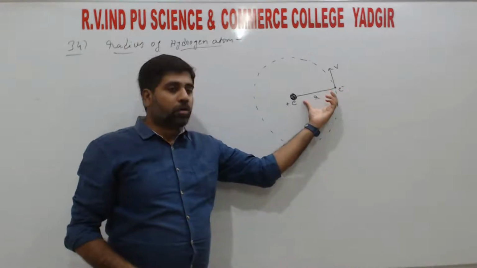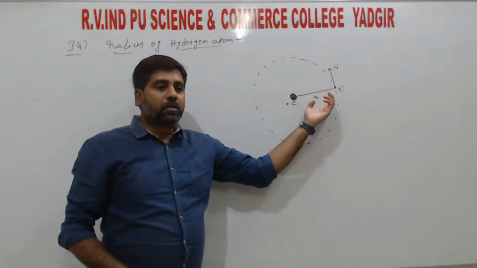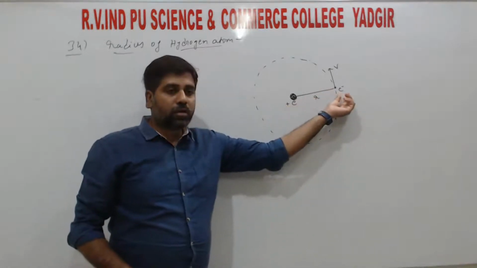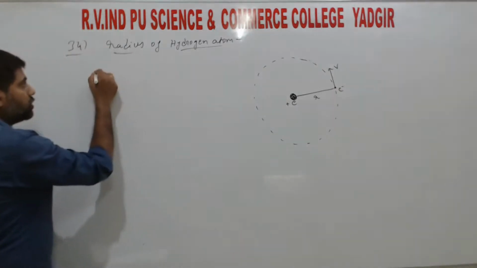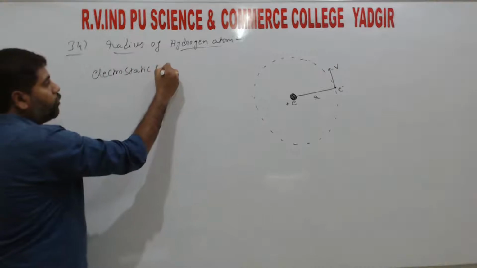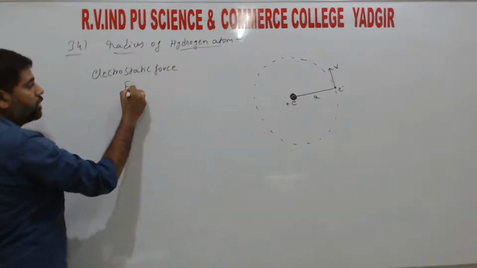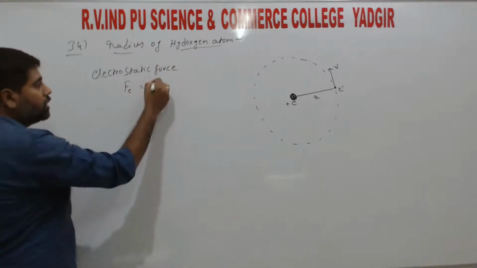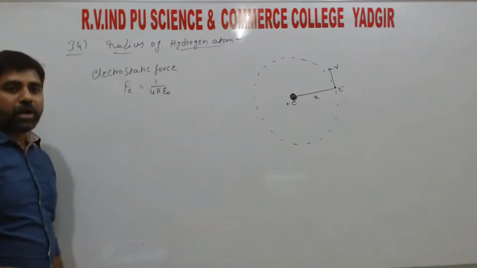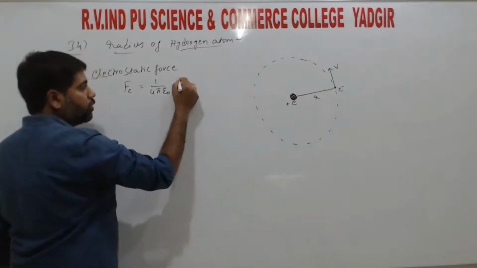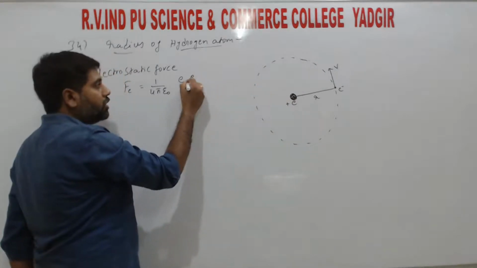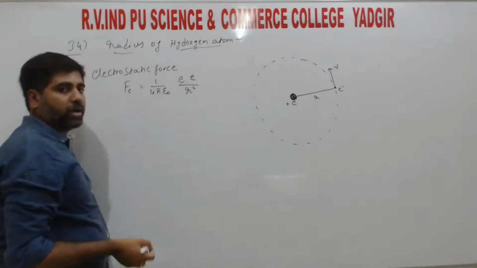So due to the positive and negative charges, Coulomb's law will apply. There is an electrostatic force between the nucleus and the electron, right? So that electrostatic force we take as Fe, right? So that is equal to 1 divided by 4 pi epsilon naught Q1 Q2 divided by R square. So here Q1 is plus E, and Q2 is the magnitude of E, that is E divided by R square, right?